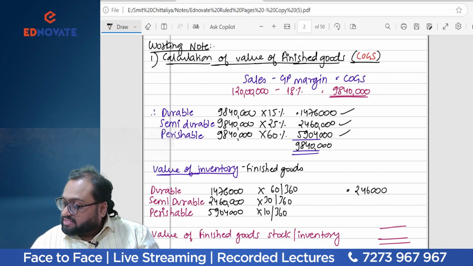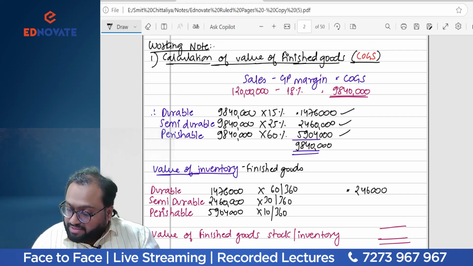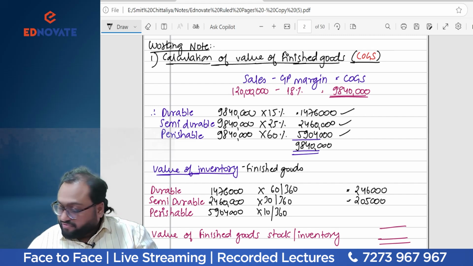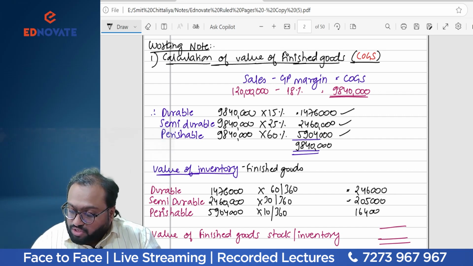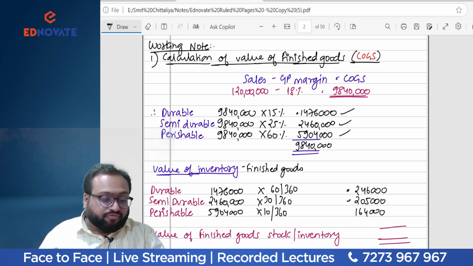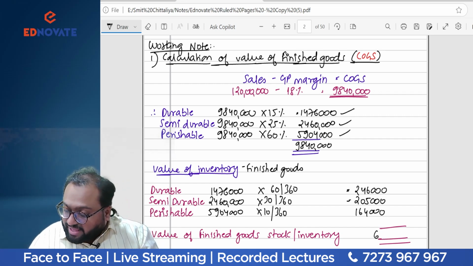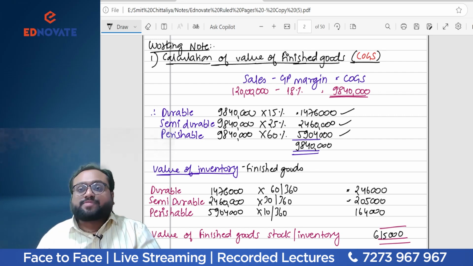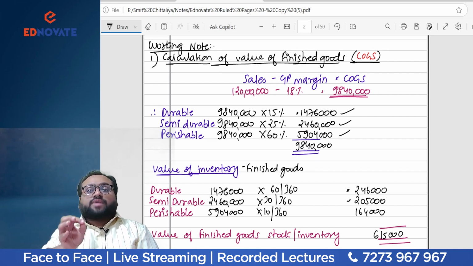Then 24 lakh 60,000 into 30 divided by 360 will be 2 lakh 5,000, and 59 lakh 4,000 into 10 divided by 360 will be 1 lakh 64,000. So if I add up the same, 2 lakh 46,000 plus 2 lakh 5,000 plus 1 lakh 64,000, the value of inventory will be 6 lakh 15,000 with respect to finished goods. Finished goods are always valued at COGS.